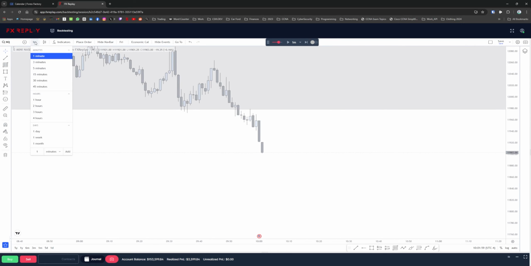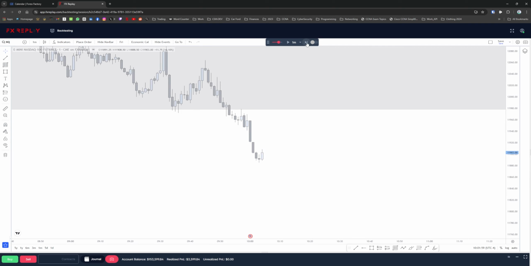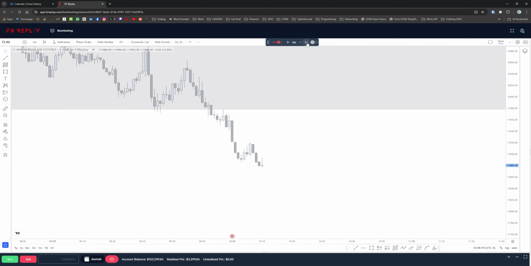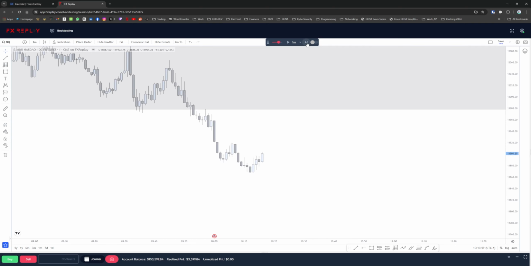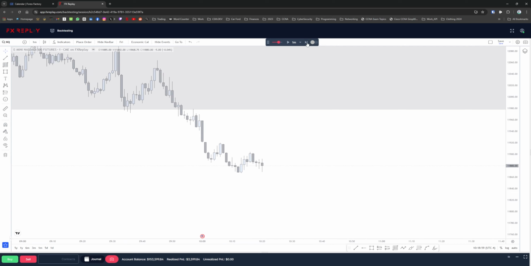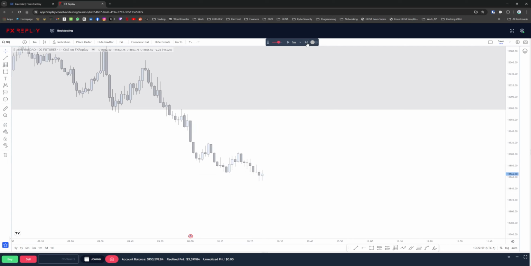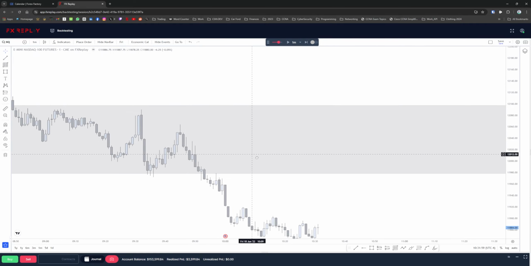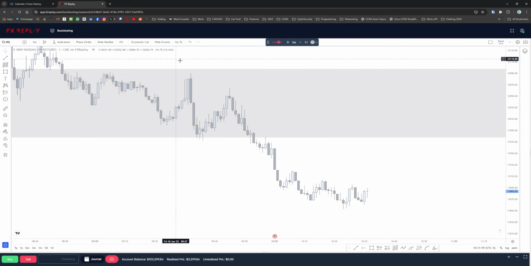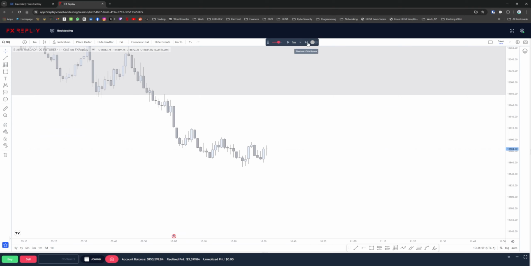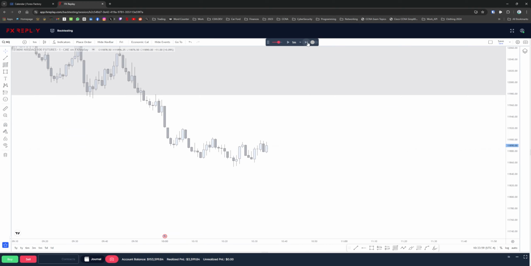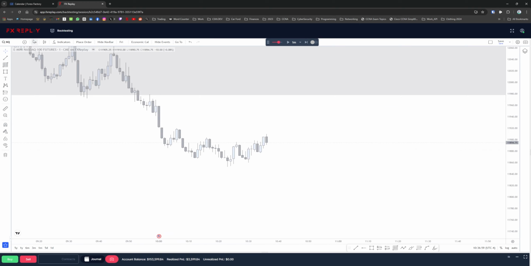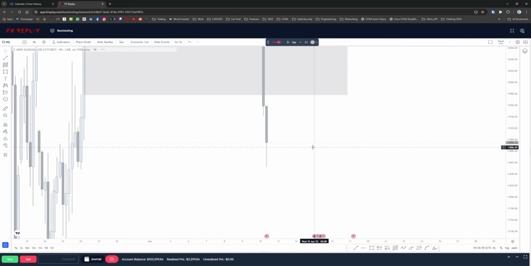Just keep going lower. Until I see something, I'm not even going to bother looking at what higher time frame looks like. This is the beauty of backtesting. See how we're just going lower? We're not going high. This is just bearish. This would be the definition of catching a falling knife.